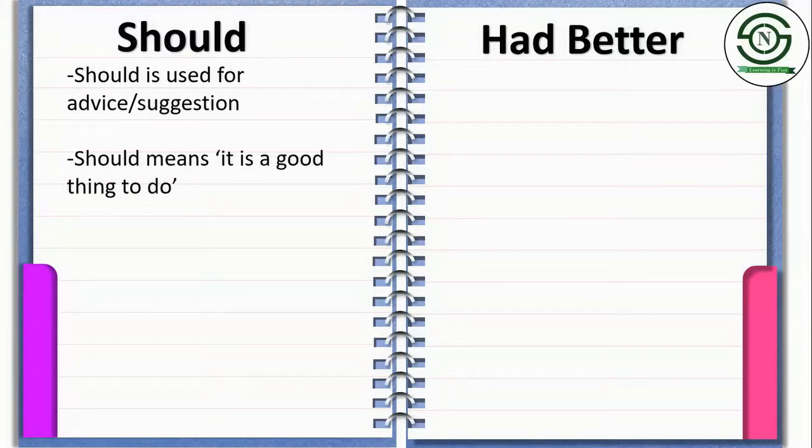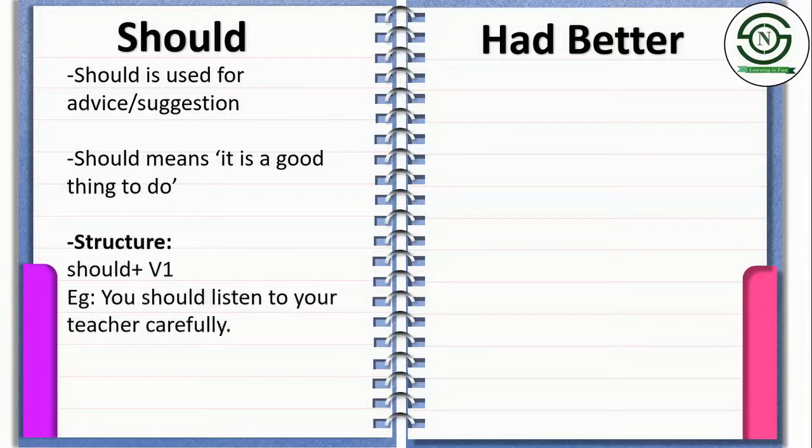When we see the meaning of should, the meaning of should is like if something is good to do, then in such case we use should. So should means it is a good thing to do. With should, we always use the root form of verb or verb one. For instance, you should listen to your teacher carefully.